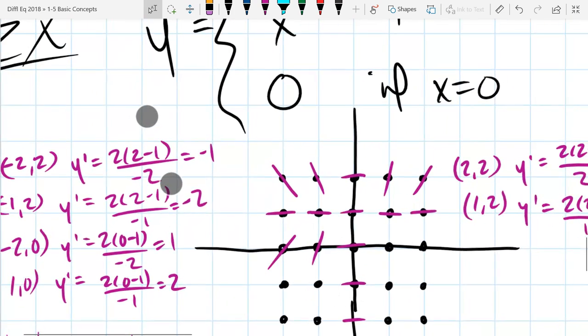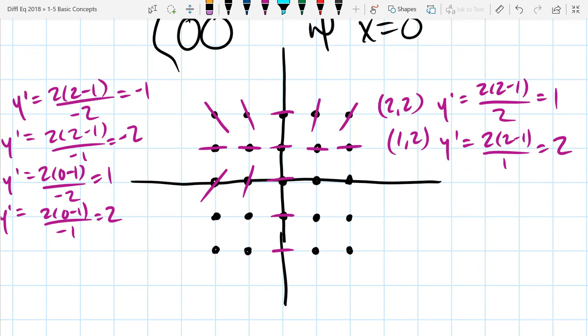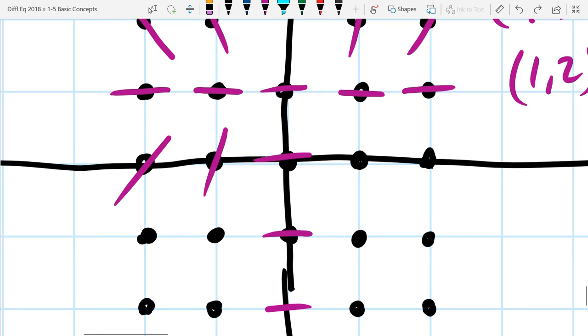Oh, I know how to fix it. All right, I wrote the original one down wrong. I'm going to go with infinity if x equals 0. That'll fix it. So, it's okay. What does infinity slope mean? Vertical. It means vertical. So we can deal with infinity slope.